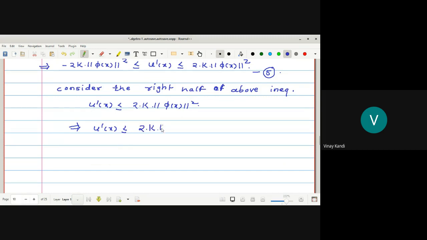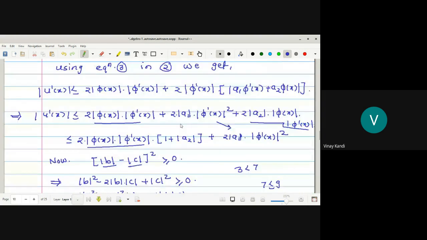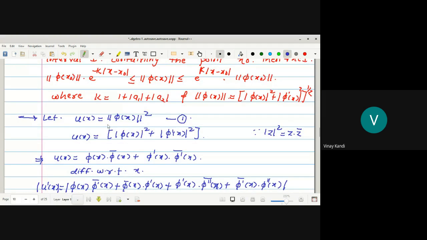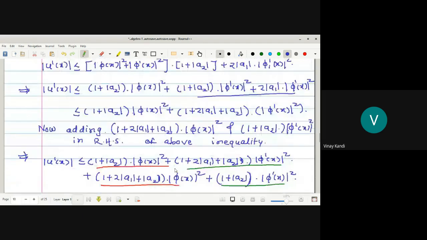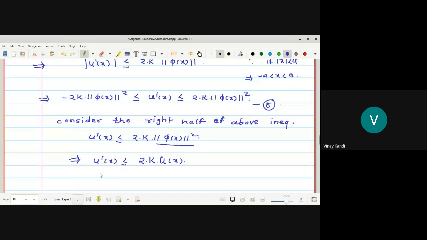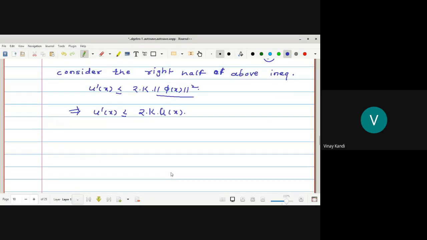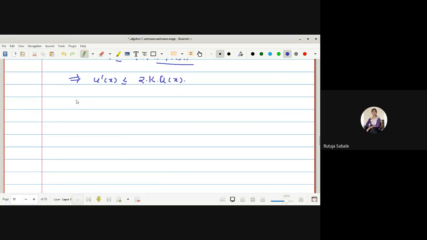But what is the value of this one? It is nothing but u of x. From here, u of x is nothing but norm of phi of x bracket square whole square, norm square of phi x. So putting this value here, we get u dash of x is less than or equal to 2 into k into u of x. Any doubt up to here? No, sir. Which implies that u dash of x upon u of x is less than or equal to 2 into k.